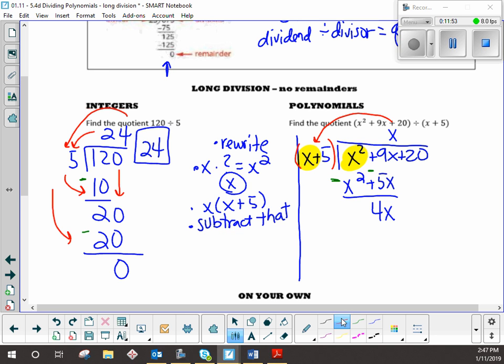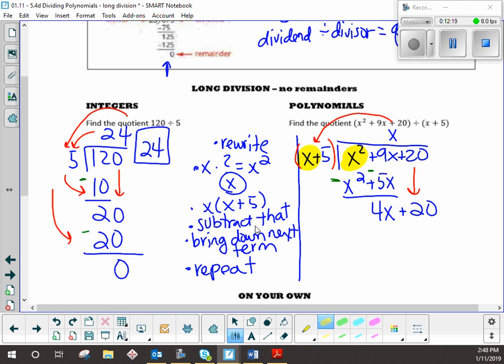What do you think I'm going to do next? Bring down the 20, right? And the numbers, the next thing I did was bring down the 0. Here, the next thing I'm going to do is bring down the 20. And so bring down the next term. And then you repeat everything until you can't repeat anymore.